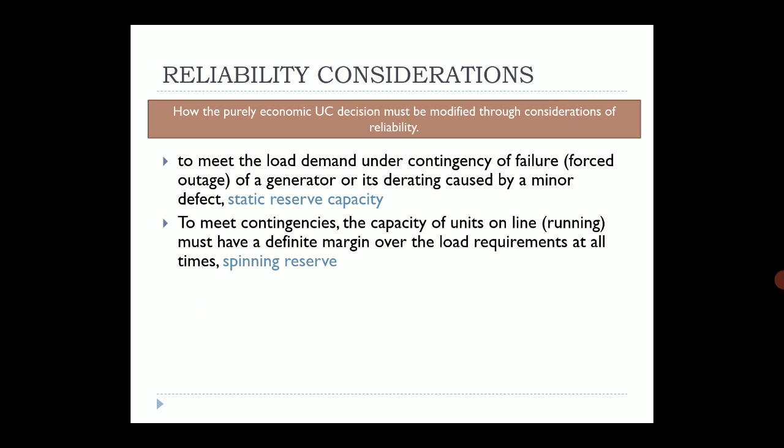And next is the spinning reserve. Now you have to understand what the spinning reserve is. To meet the contingencies, the capacity of the units online, that is running, must have a definite margin over the load requirement at all times. That is spinning reserve. Basically, the spinning reserve is nothing but keeping one or more generators on, just like that, so that if something happens, the load can be switched to that other generator.